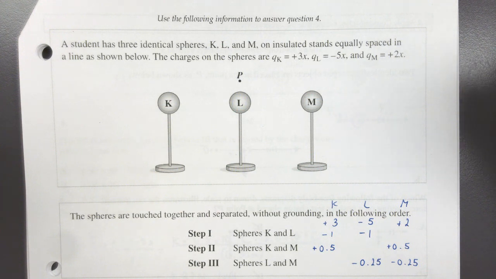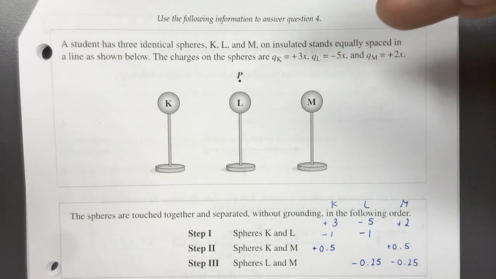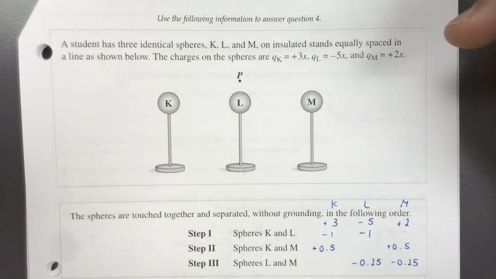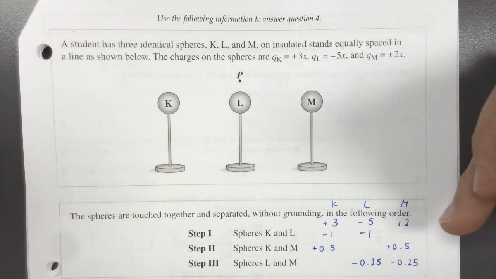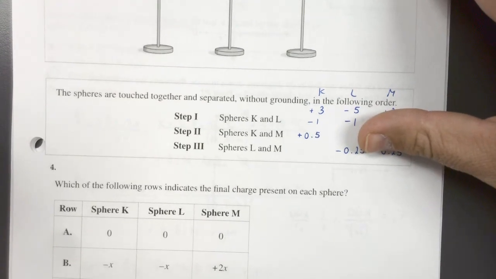Question 4. A student has three identical spheres, K, L, and M, on insulated stands equally spaced in a line as shown below. The charges are +3, -5, and +2. The spheres are touched together and separated without grounding in the following order. Which of the following indicates the charge present on each of the spheres?